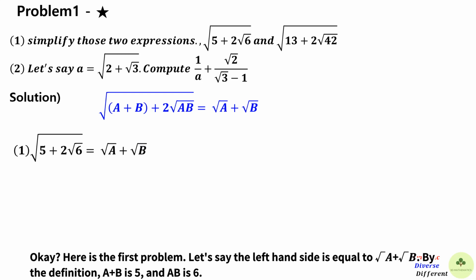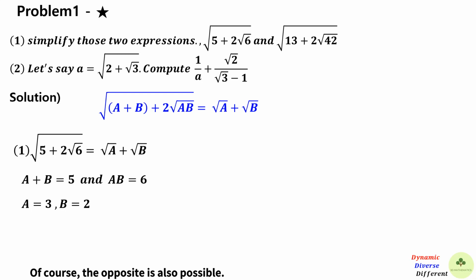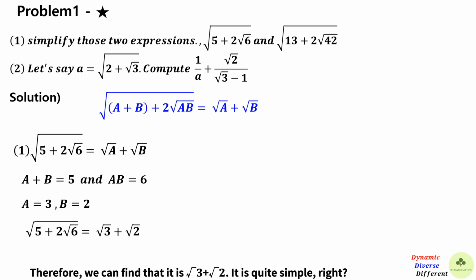Here is the first problem. Let's say the left-hand side is equal to square root a plus square root b. By the definition, a plus b is 5 and a times b is 6. So a is 3 and b is 2. Of course, the opposite is also possible. Therefore, we can find that it is square root 3 plus square root 2. It's quite simple, right?